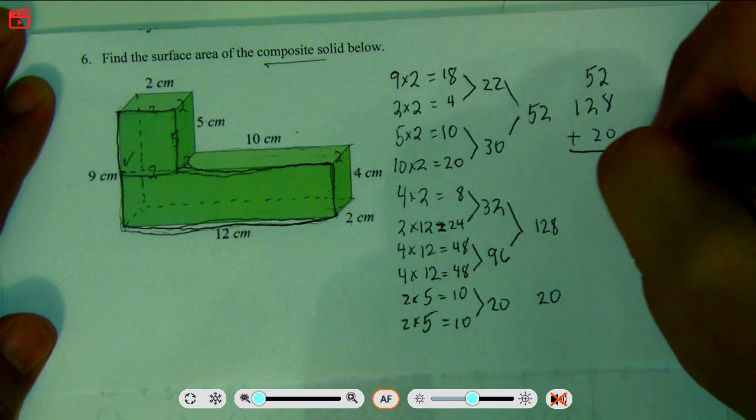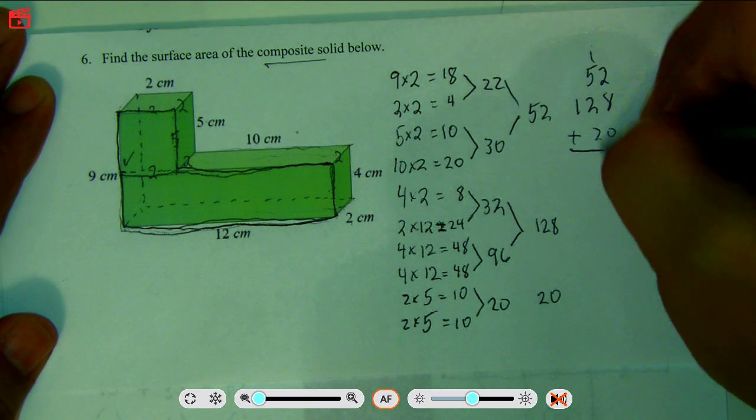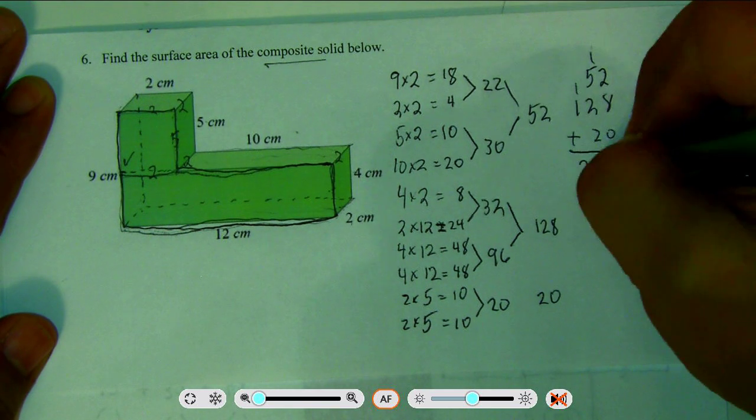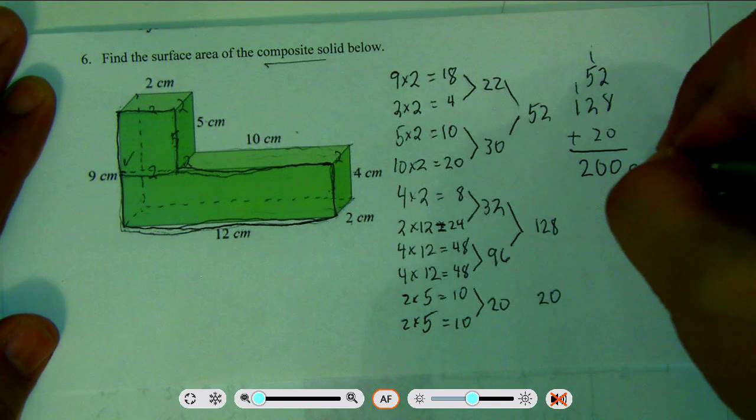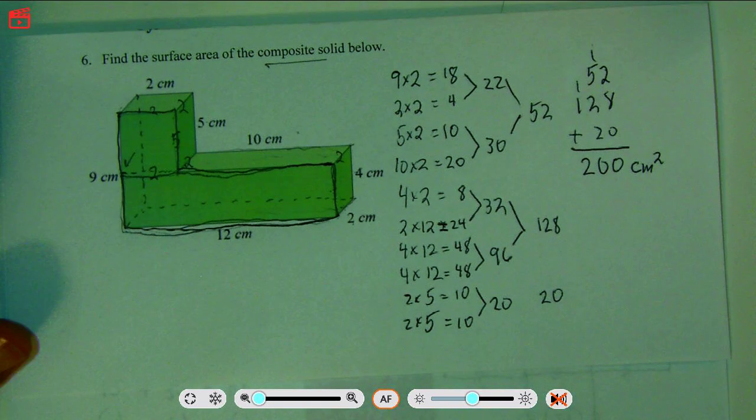2 plus 8, carry, 6, 7, 8, 9, 10, carry. So this shape is 200 square centimeters.